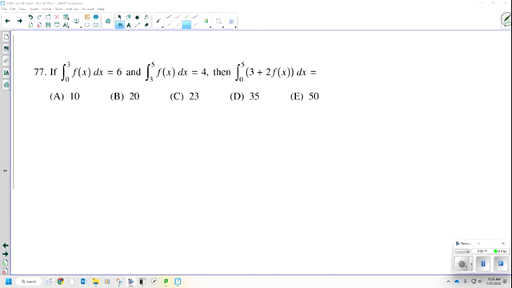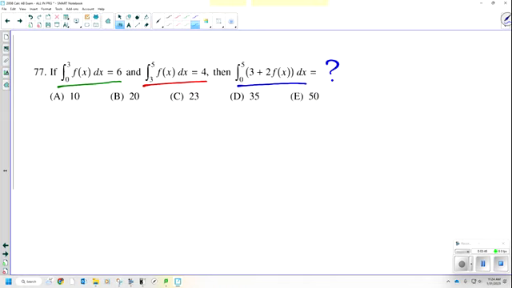Number 77. If the integral from 0 to 3 of f of x dx is 6, and the integral from 3 to 5 of f of x dx is 4, then the integral from 0 to 5 of 3 plus 2 f of x dx is what? This problem we don't need a calculator for. We just need to know our rules for integrals, specifically when it comes to bounds.